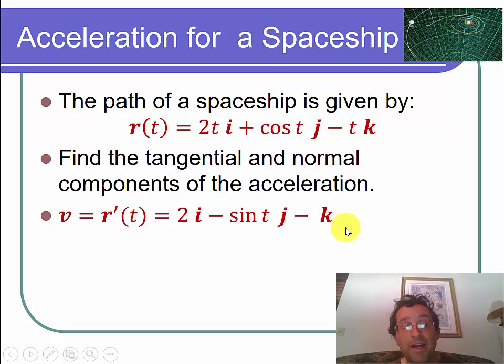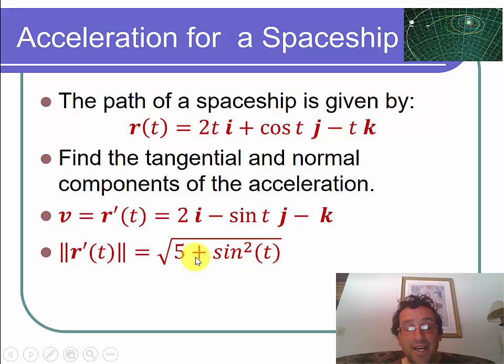So we can start by finding the velocity, which is the derivative of the position. So r prime of t, derivative of 2t, is 2, so we get 2i. Derivative of the cosine of t is negative sine of t, so we get minus sine of t j. And the derivative of negative t is negative 1, so we get minus k.